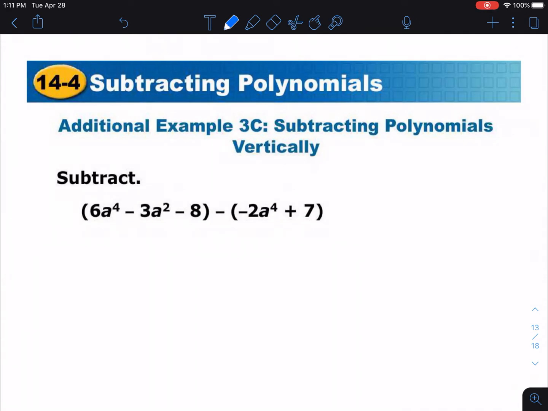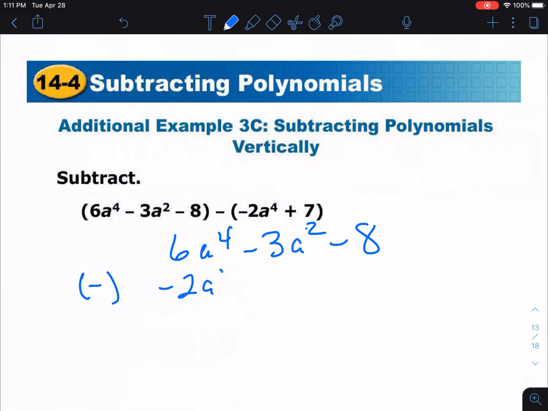Okay, so let's try one that's a little bit tougher. Okay, this one right here. So this one, we start off with the 6a to the 4th minus 3a to the 2nd minus 8. Okay, and then parenthesis minus parenthesis. Now this negative 2a to the 4th, where does it go? Well, it's going to go underneath this a to the 4th. So negative 2a to the 4th.